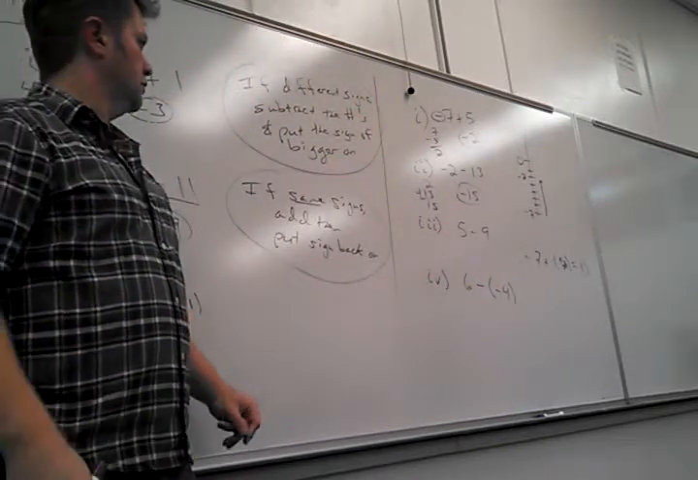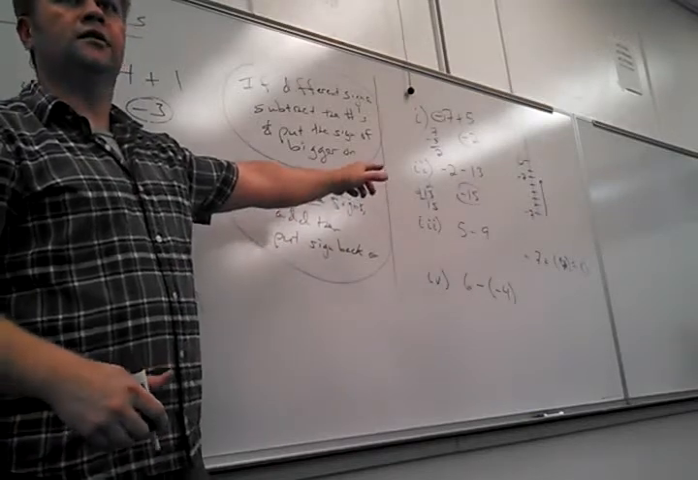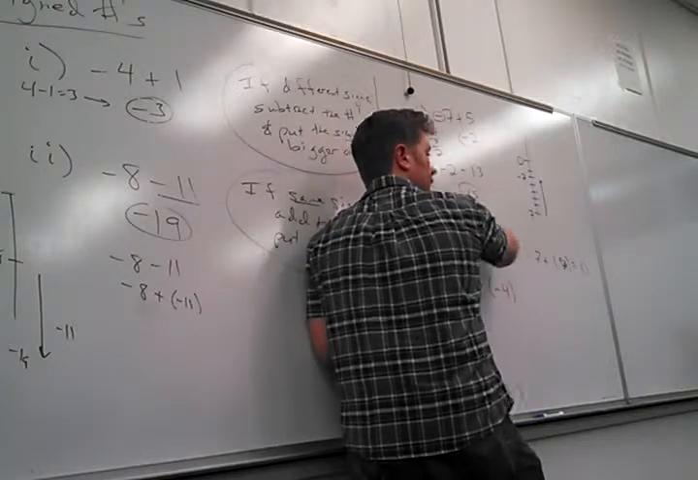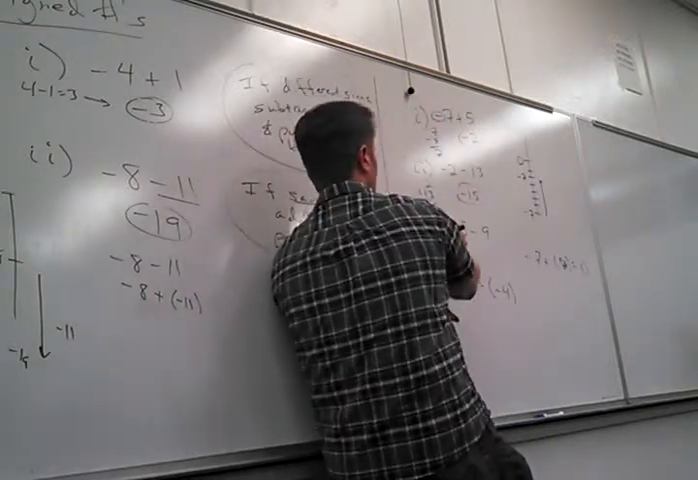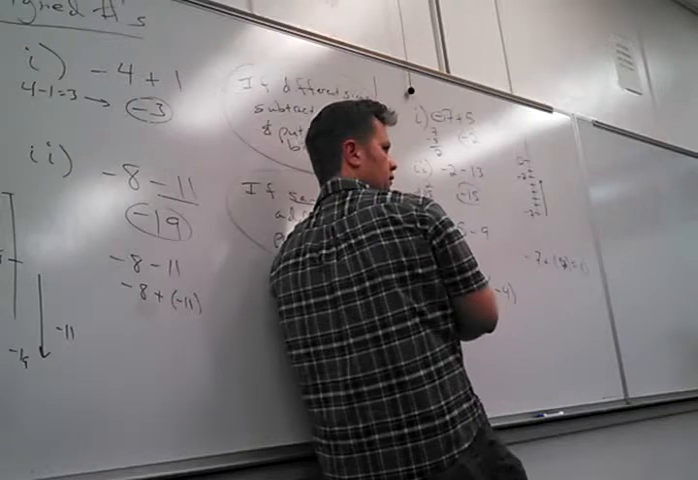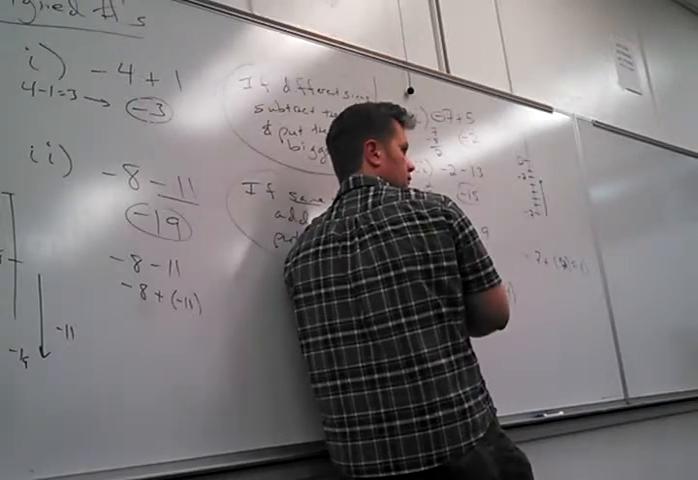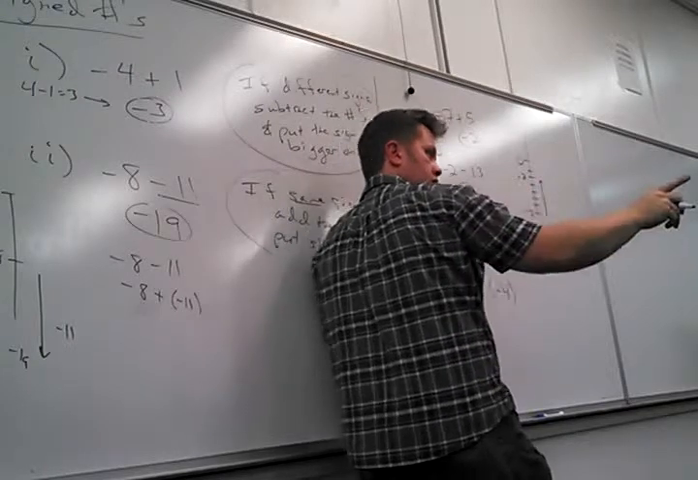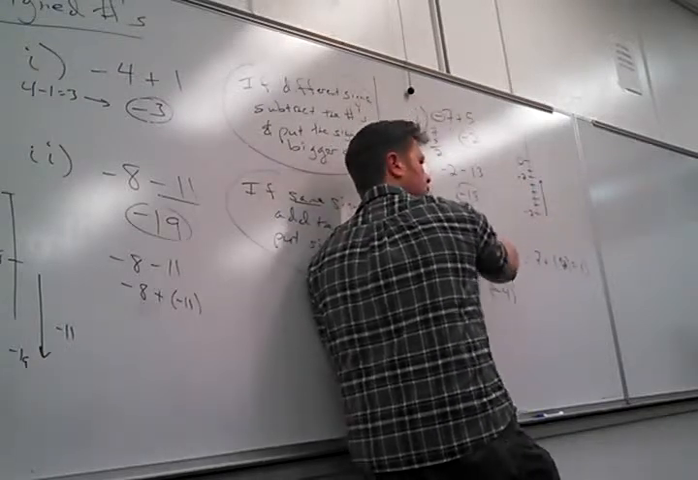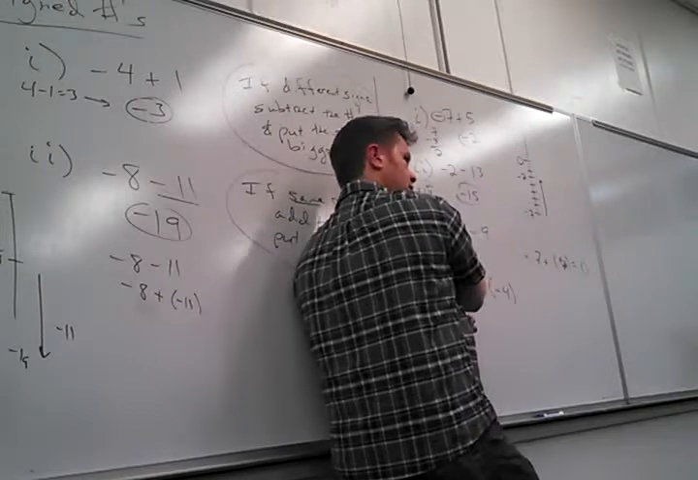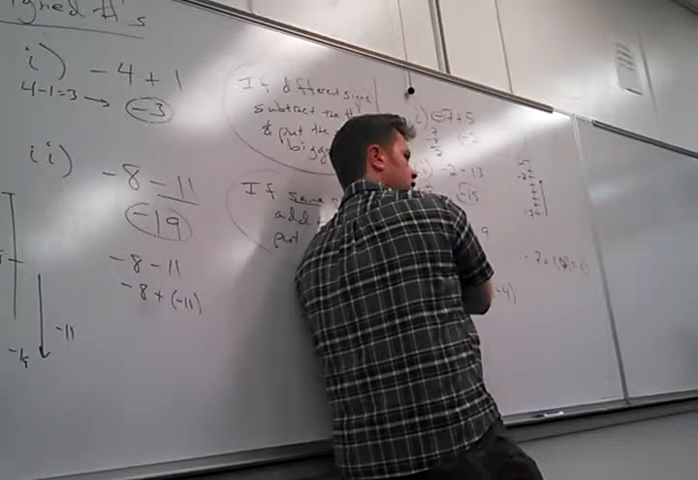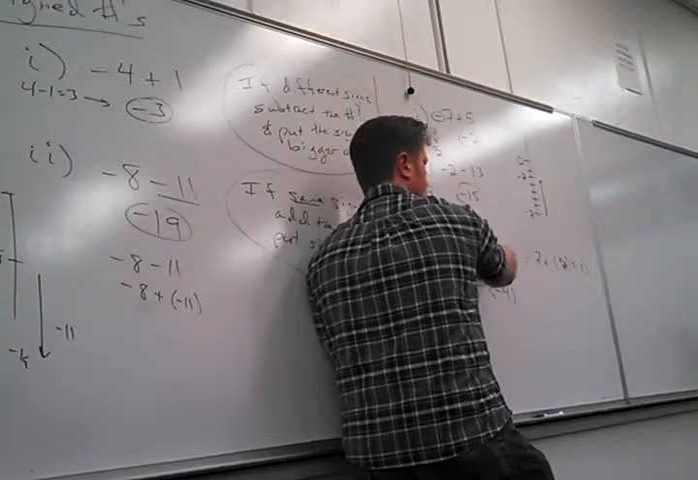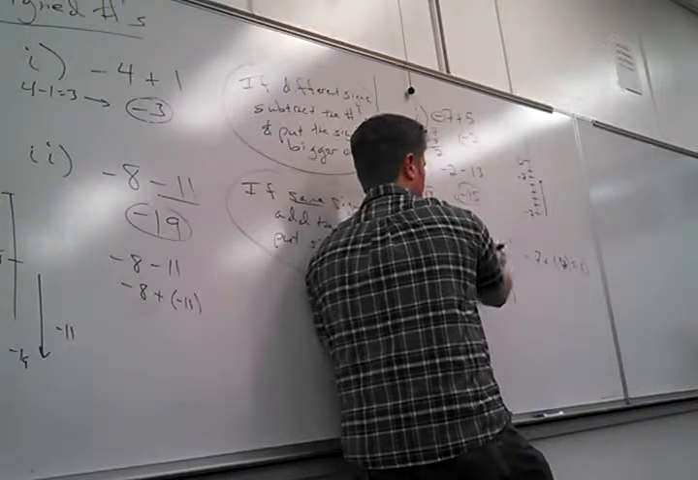And then what about number 3? Positive 5, negative 9. They're different signs. So you subtract. 9 minus 5 is 4. But then which one's bigger? And what sign is it? These are the rules. They're different signs, positive, negative. You subtract them. So 9 minus 5 is 4. Which one's bigger? The 9 is bigger. And it is negative.